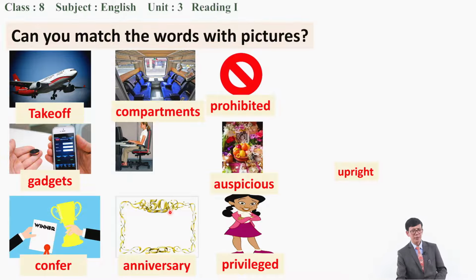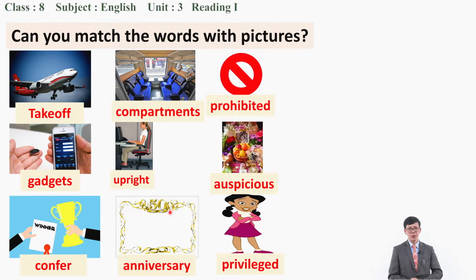What next? All right, the last one. Very good. That is the upright position. You can see the position which is a must for traveling in an aeroplane, for our safety measures, that upright position. My dear students, I hope you have guessed some of the unfamiliar words with the pictures and made a closer guess to these words.